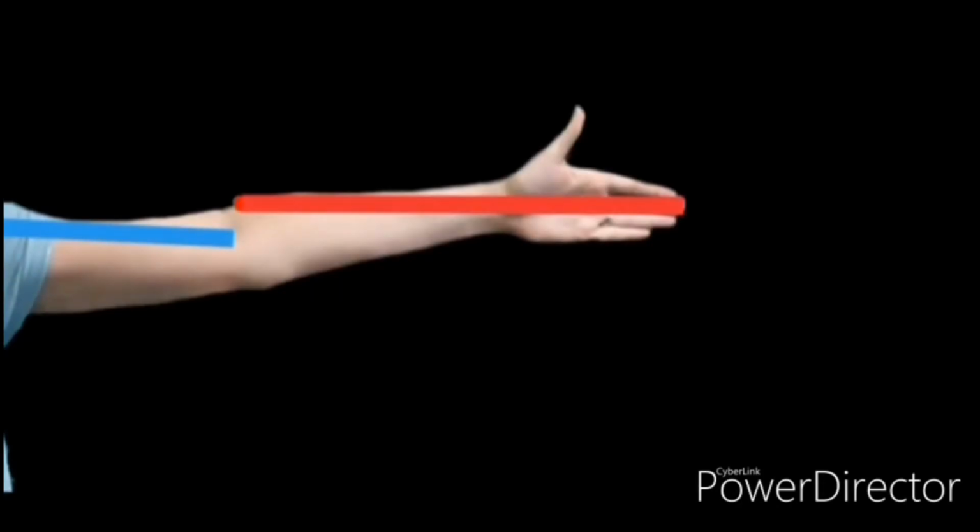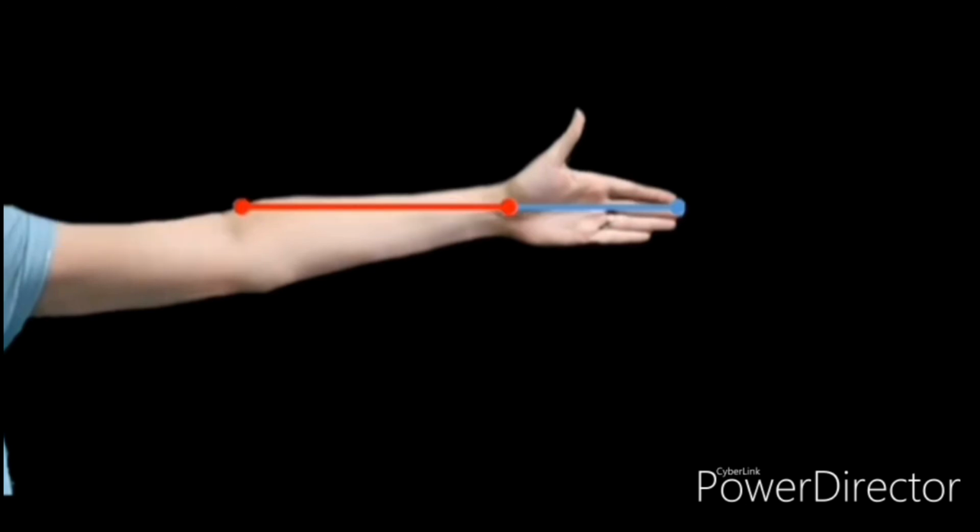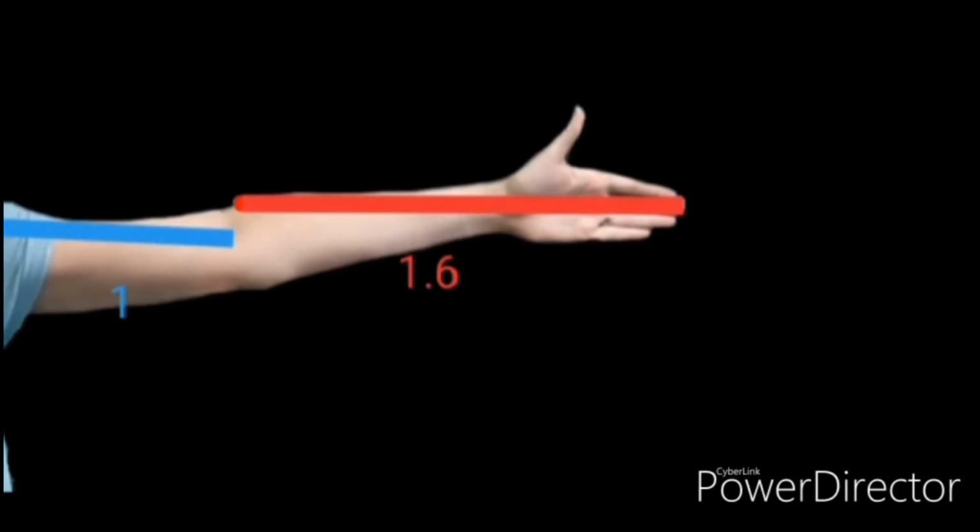Now, let's take this closer to home. I want you to hold out your arm and look at the distance between your shoulder and your elbow, and then from your elbow to your fingertips. Notice how your distance from your shoulder to your elbow is 1, and then from your elbow to your fingertip is 1.6. But it does not stop there.